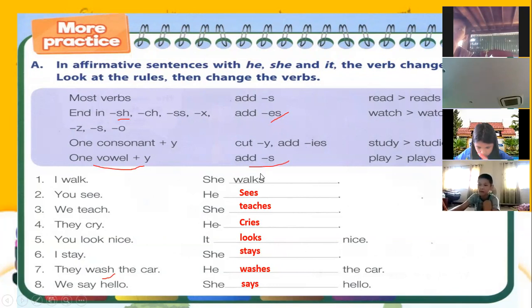Okay, just remember students, if the verb has one vowel plus Y, add S. If it has one consonant plus Y, cut Y and add IES. And if it ends with SH, CH, SS, X, Z, S, O, you have to add ES.